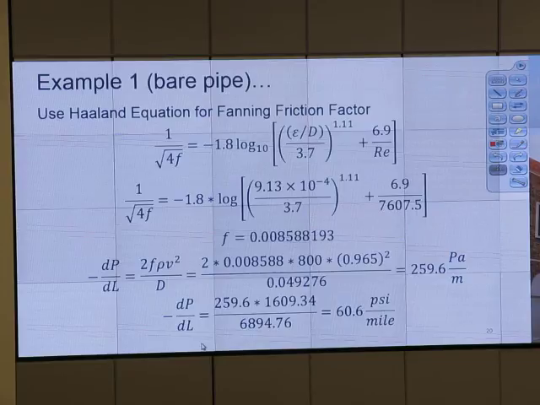Okay, memorize it. I get 60 psi per mile, 60.6 psi per mile. So that's my frictional pressure loss. This doesn't have anything to do with the heat transfer calculation yet.